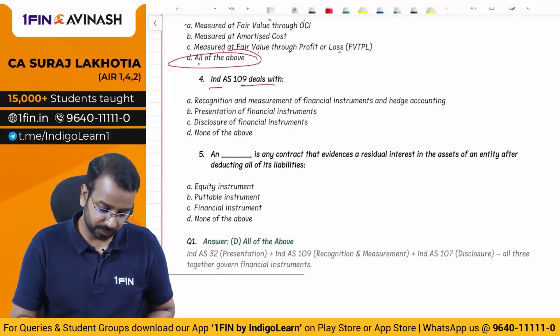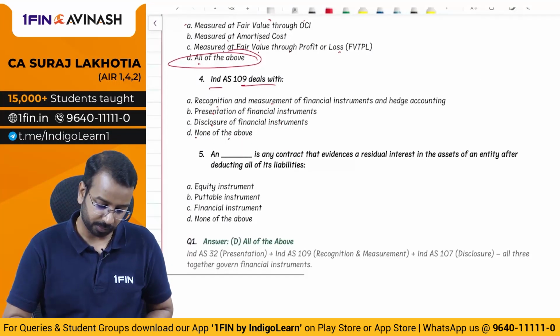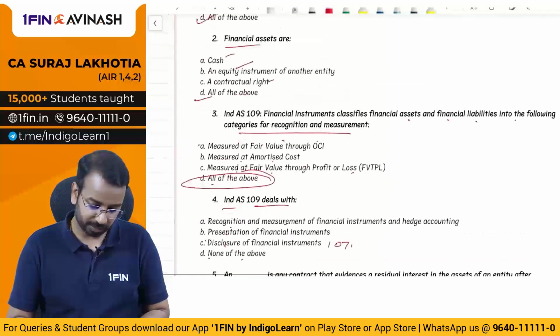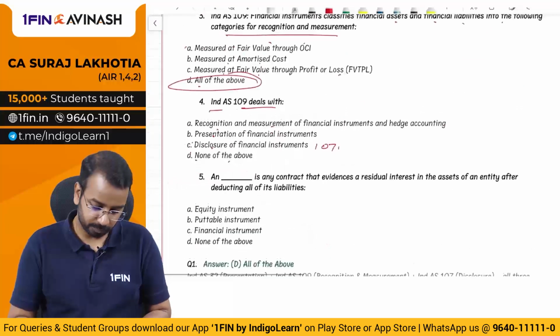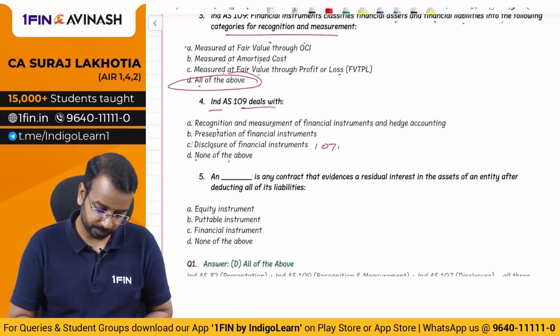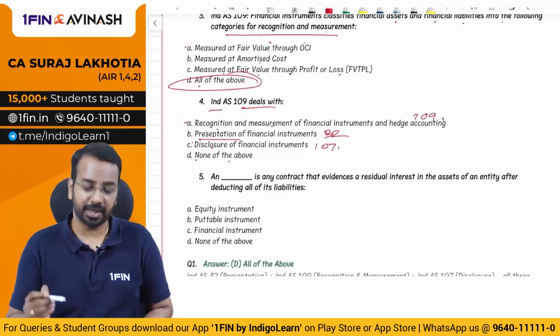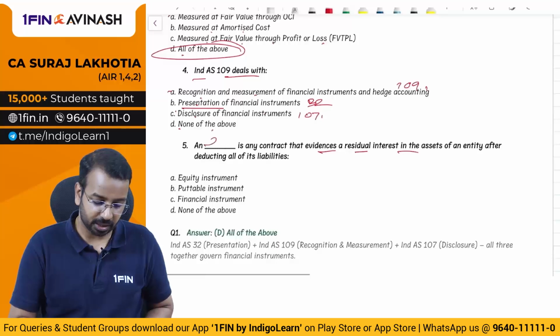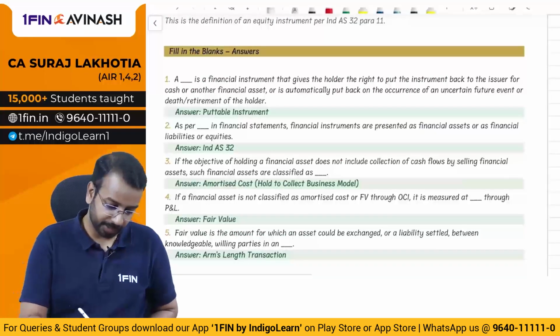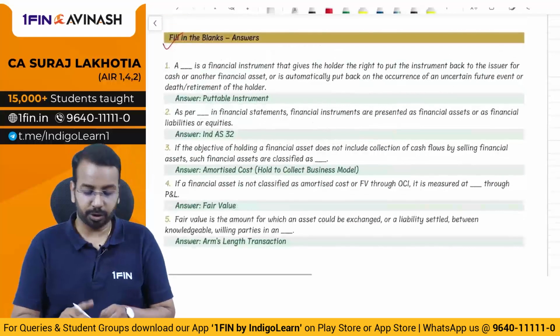Ind AS 109 deals with recognition and measurement, presentation, disclosure of financial instruments: none of the above. Disclosure is Ind AS 107. Okay. And here you can see presentation is Ind AS 32, not Ind AS 109. A dash is any contract that evidences a residual interest: equity. This fill in the blanks you can run through on your own.